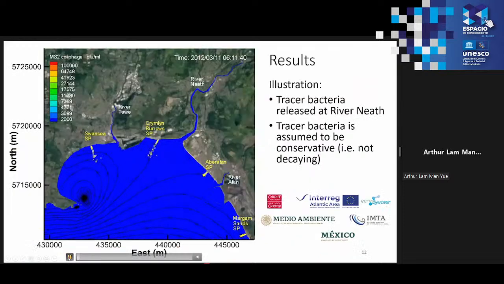So here are the results. The tracer bacteria was released at River Neath. This tracer bacteria is assumed to be conservative, so it is not decaying in this work. When the bacteria reaches one of the data sampling points, the concentration there will increase, signaling the arrival of bacteria. As the bacteria plume moves, the concentration there will be different.